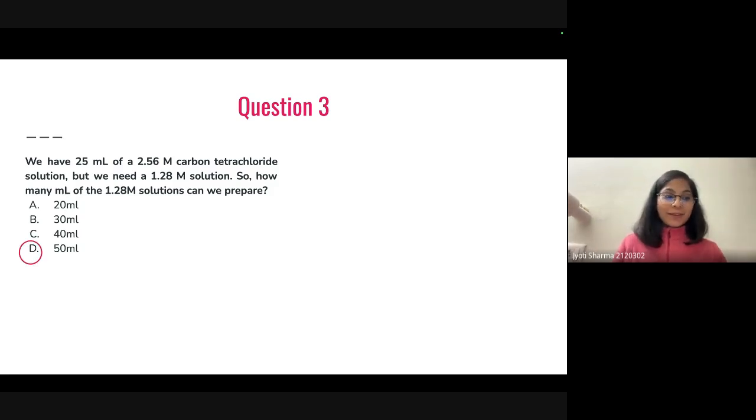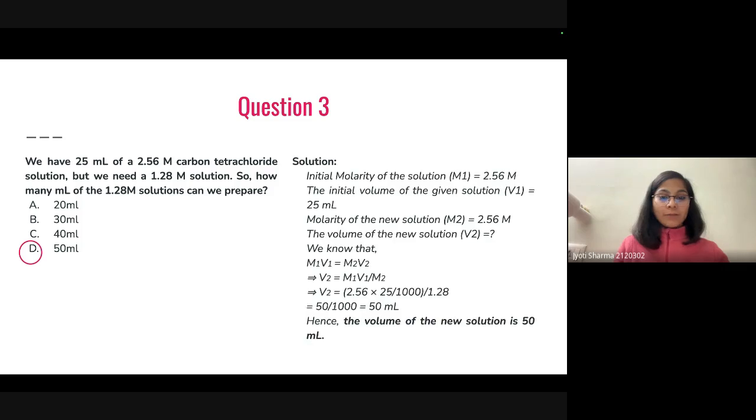So the answer will be 50 ml, and how will this be 50 ml? We do know that M1V1 is equal to M2V2, and we have two molarities, that is 2.56 and 1.28. We have another volume, that is 25 ml. So we have to convert this into liter, and then we will get the 50 ml. So if you have 50 ml of new solution, that will give you the molarity of 1.28.